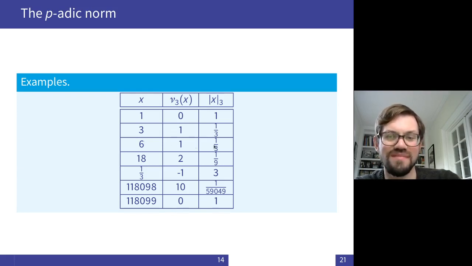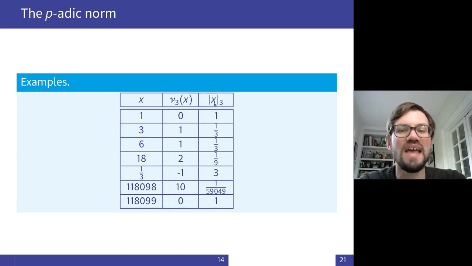6 is the same. So that's interesting. Under the p-adic norm, 3 and 6 have the same size. The size of our numbers is measured somehow by the number of copies of 3 that we can divide into them. 18 is an even smaller number. We can get more copies of 3 into 18. So 18 is divisible by 3 squared, which gives us a norm of 1 over 9.